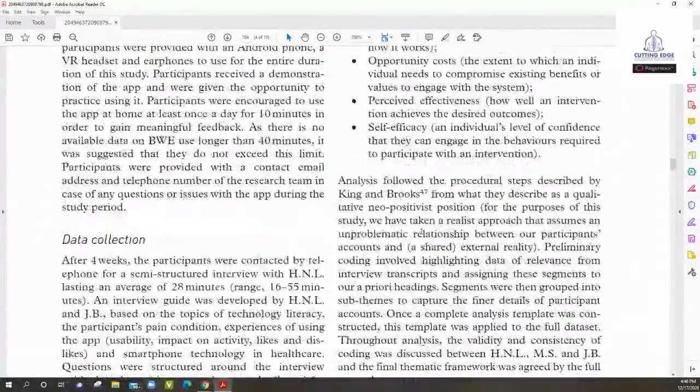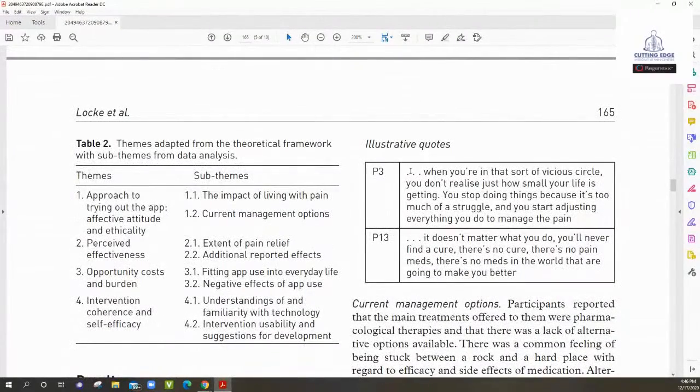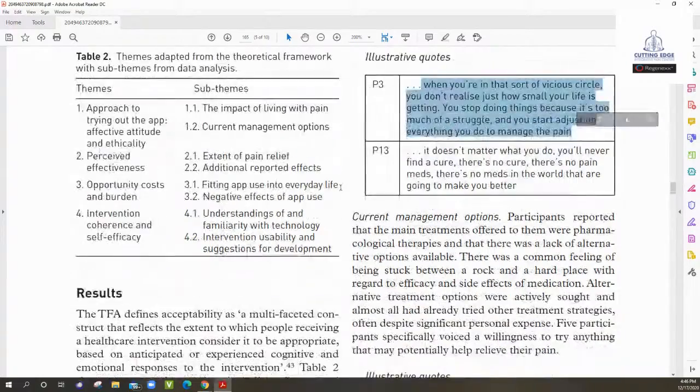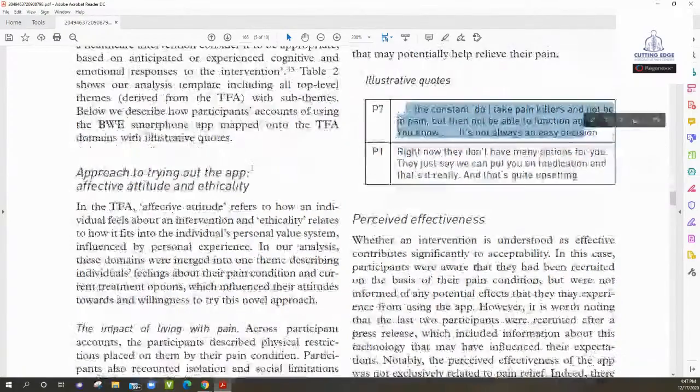So one of the things that they really were able to do is to put together a qualitative data collection. And so what they did was get these quote unquote illustrative quotes. I think this may resonate with some of our viewers and listeners, but at the end of the day, what they said, to paraphrase this, is when you're in sort of a vicious cycle, you don't realize just how small your life is getting. You stop doing things because it's too much of a struggle, and you start adjusting everything you do to manage pain, right? And what they were looking at is, how was this impactful, right? So the constant, do I take painkillers and not be in pain, but then not be able to function again? You know, it's not always an easy decision.